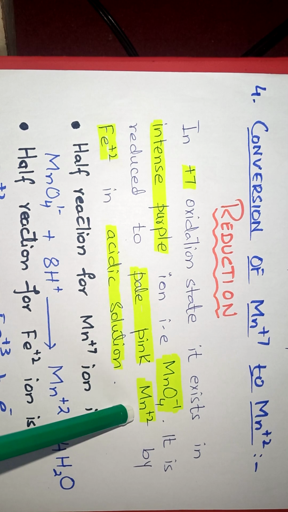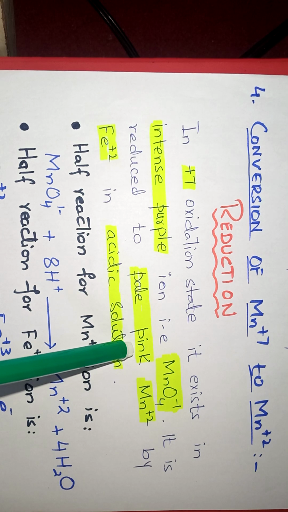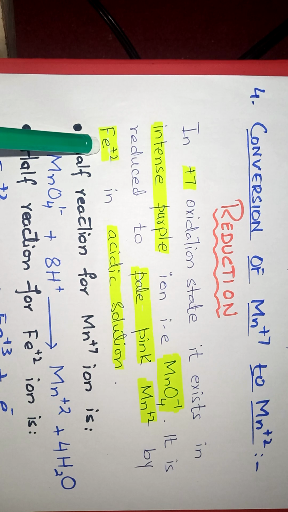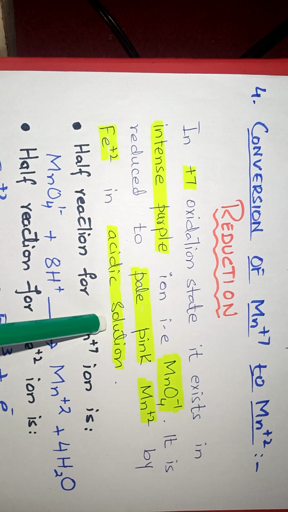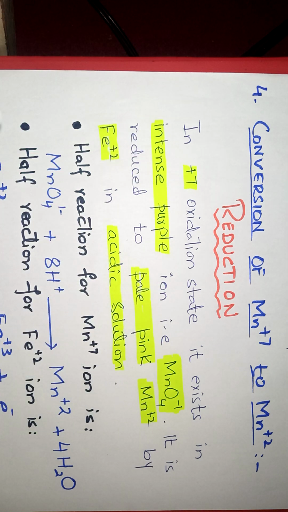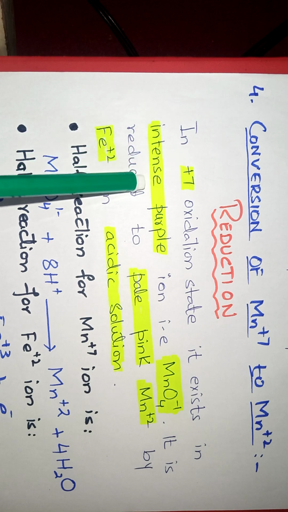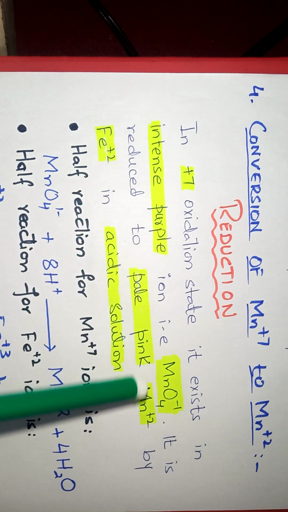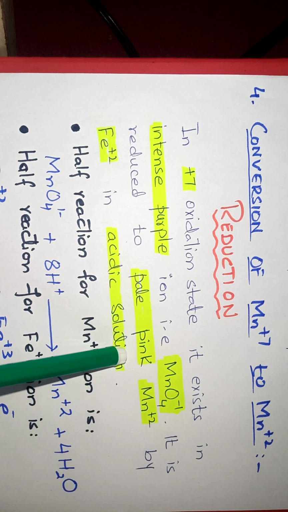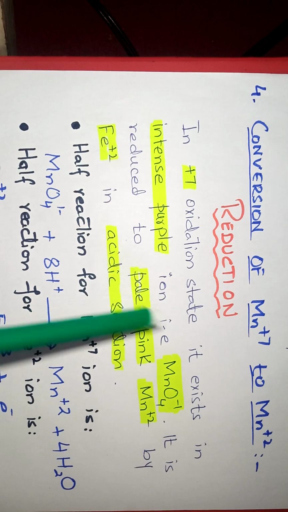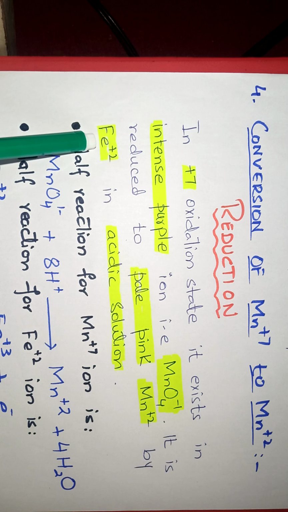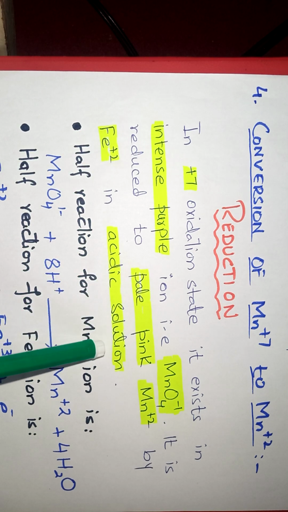So it means that the manganese 2 ion has pale pink color. And how is it reduced? It is reduced by iron 2 ions in acidic solution. So the highlighted terms are very important to note. The +7 oxidation state exists in intense purple color. The +2 oxidation state of manganese exists in pale pink color. And this reduction of manganese from +7 to +2 is done with the help of iron 2 ions in acidic solution.